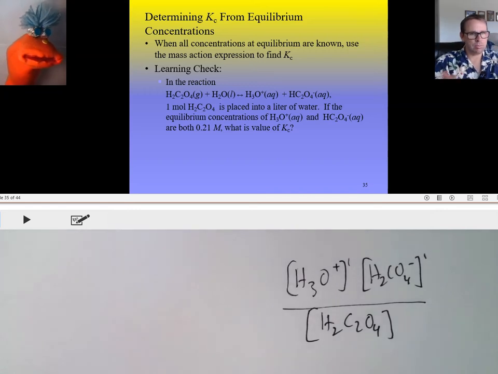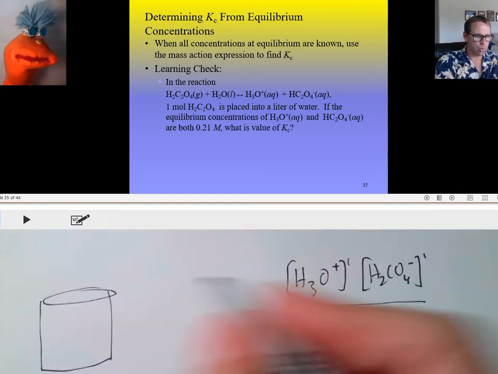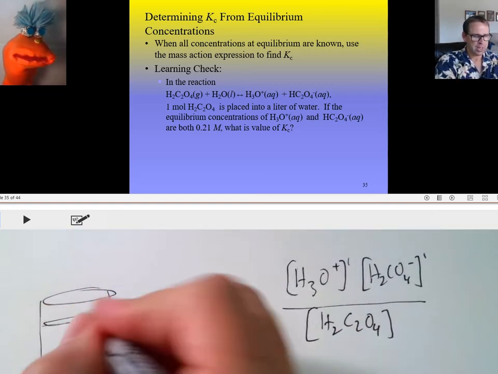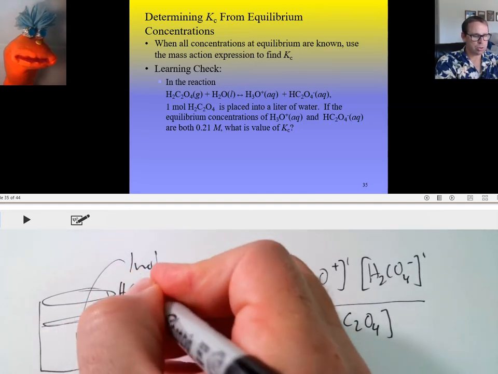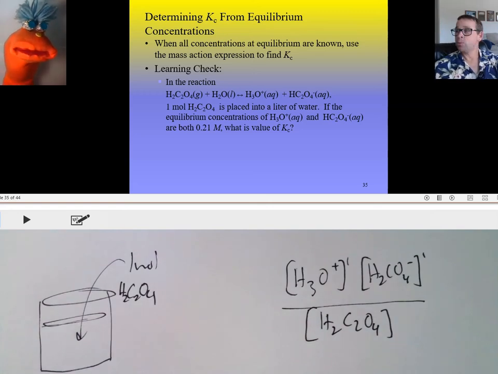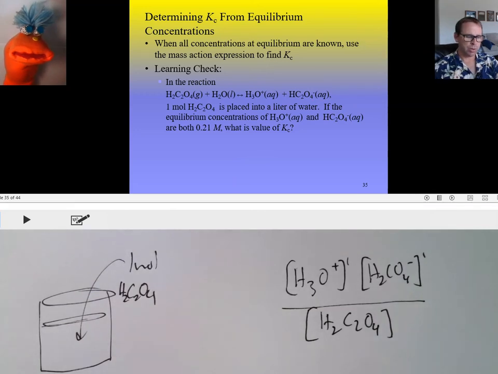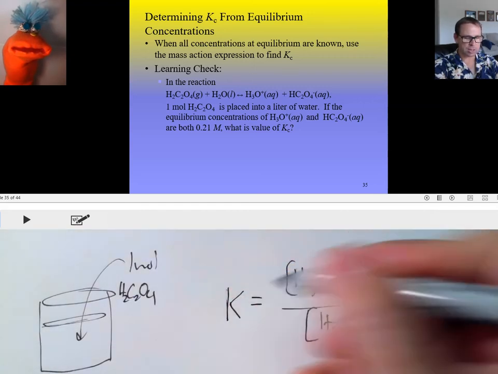And into a liter of water, so we can draw our container to visualize what's going on here, we put 1 mole of this material. It doesn't say we added anything else, just 1 mole of our H2C2O4. And then we let equilibrium be reached. And when equilibrium is reached, we find that the concentration of these products are both 0.21. And the question is, what's the K value? What's the equilibrium constant for this reaction?